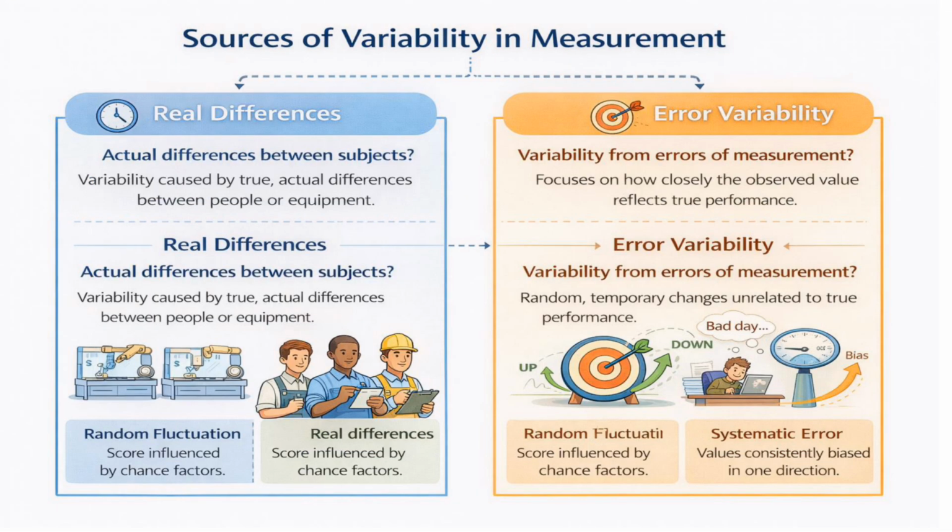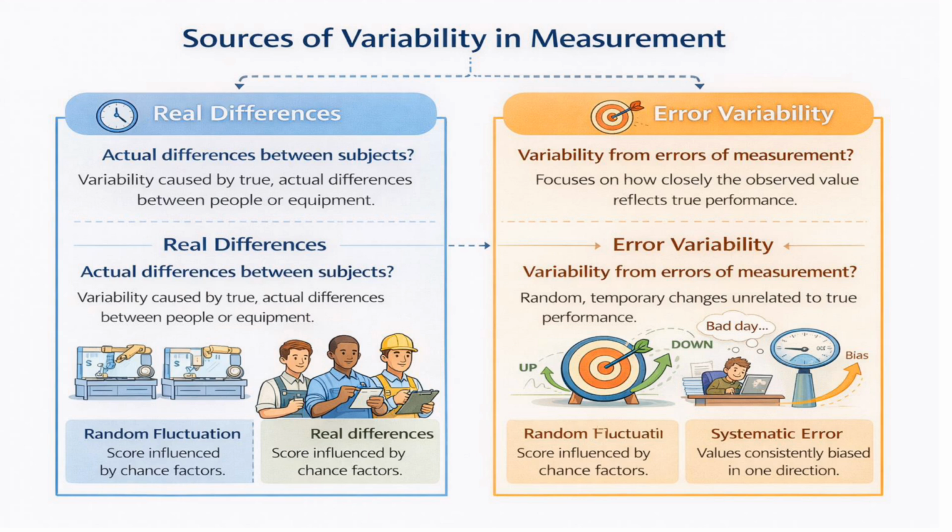In this slide, we are answering a very important question in research methodology. Why do scores differ when we measure something? Whenever we collect data, whether from people, machines, surveys, or tests, the values we observe are not identical. These differences in scores are called variability, and this slide shows us that variability comes from two main sources: real differences, error variability. Let's start with the left side of the slide, real differences.